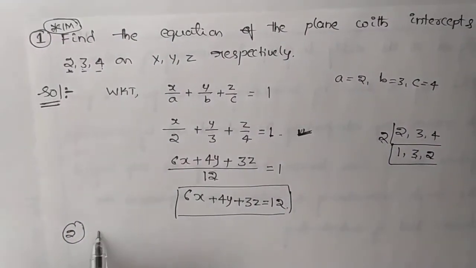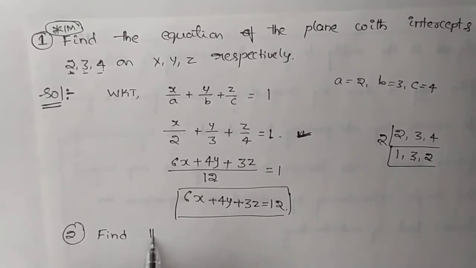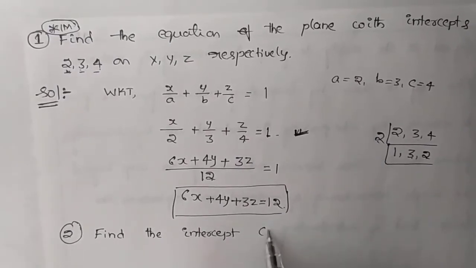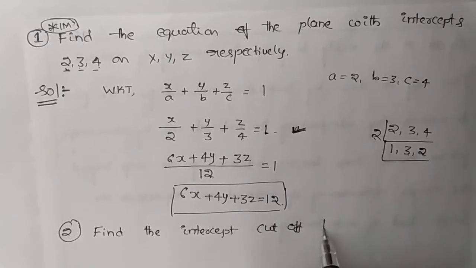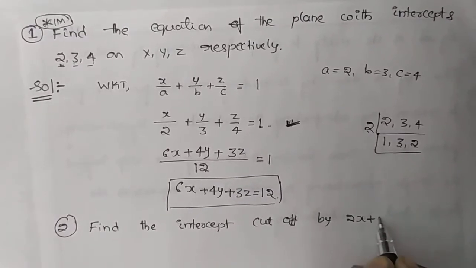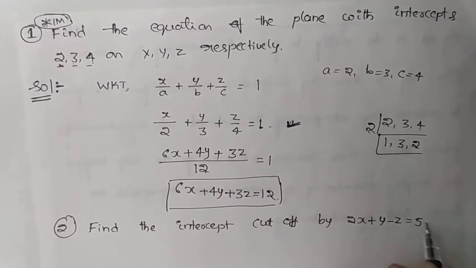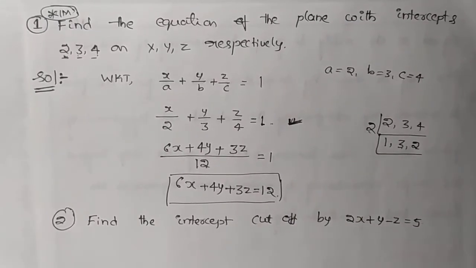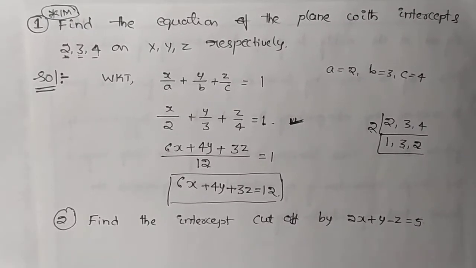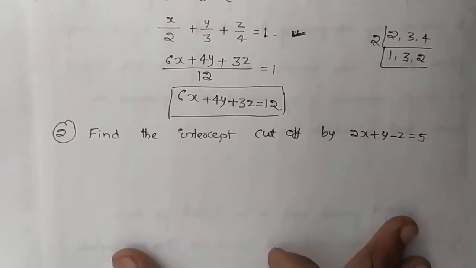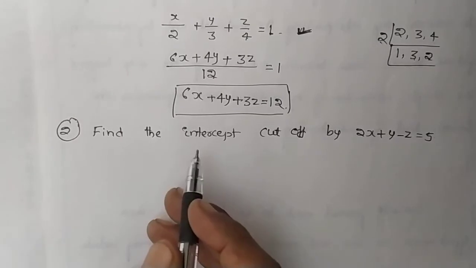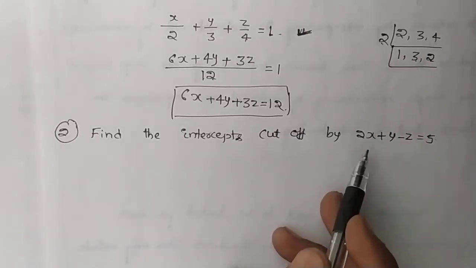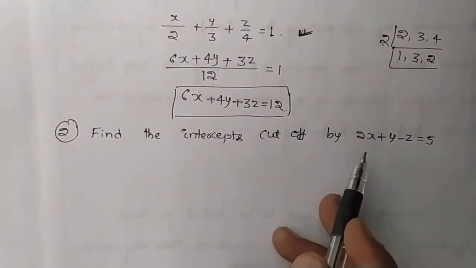Find the intercepts cut off by 2x plus y minus z equals 5. You just take a screenshot or pause the video and note down these questions in your notebook. Second question: here we have to find the intercepts cut off by the plane 2x plus y minus z equals 5.